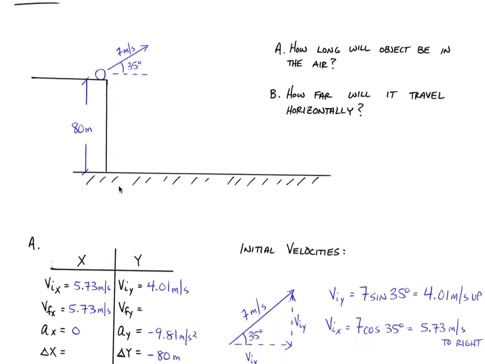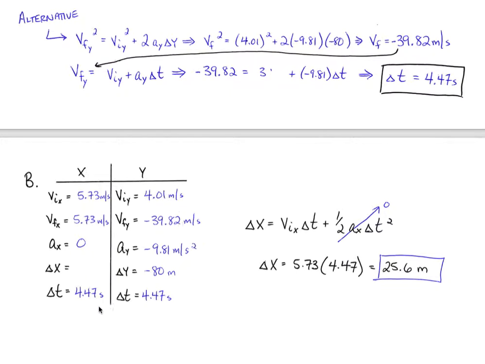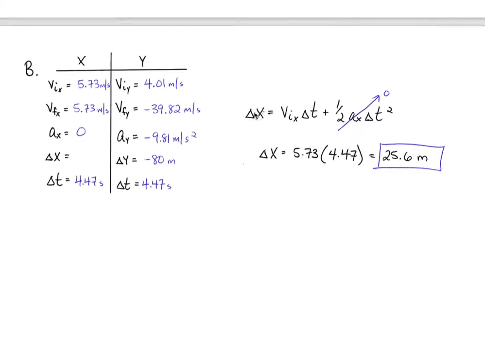But part B is asking how far will it travel. I've replaced all the values, including my calculated y velocity and my time, and I've just picked a kinematic equation that will work for me. I like this one because the acceleration in the x is 0, and this whole second term will cancel out, and I'm left with delta x equals v_ix delta t. So my delta x will equal 5.73, my initial x velocity, times my change in time, 4.47. And that will give me a total displacement in the horizontal direction of 25.6 meters.